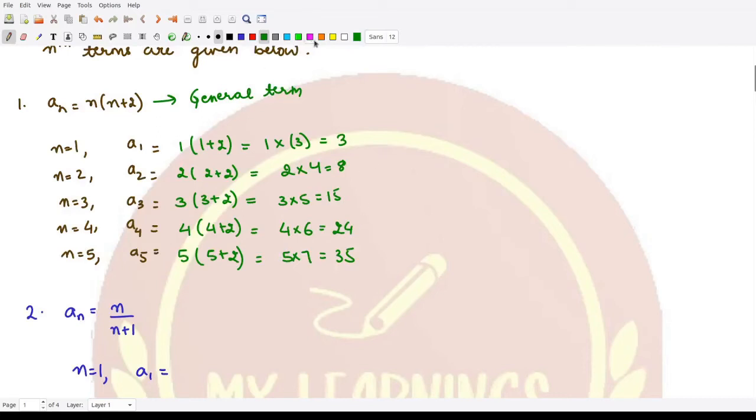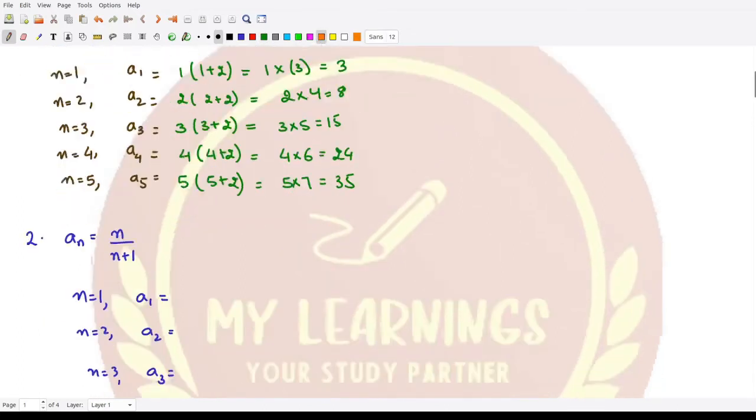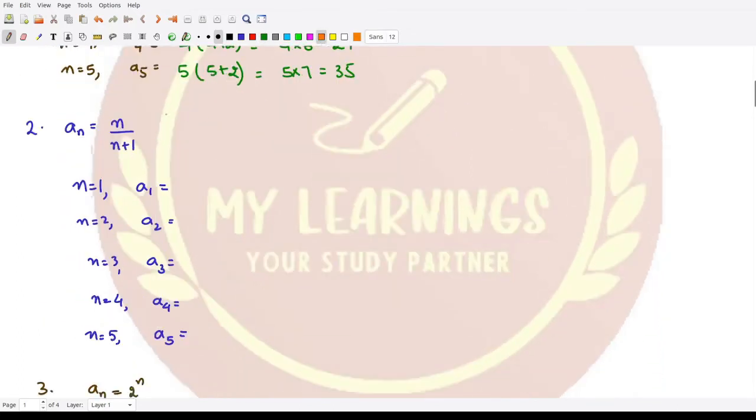Okay, now next let us move on to the next question, where the general term an is given to be n divided by n plus 1. The procedure in each of these questions is the same. For the first term, we have to put the value of n is equal to 1 in the general term. So here we will be substituting n is equal to 1 first. So let's do that. So a1 would be 1 divided by 1 plus 1. So it is 1 by 2.